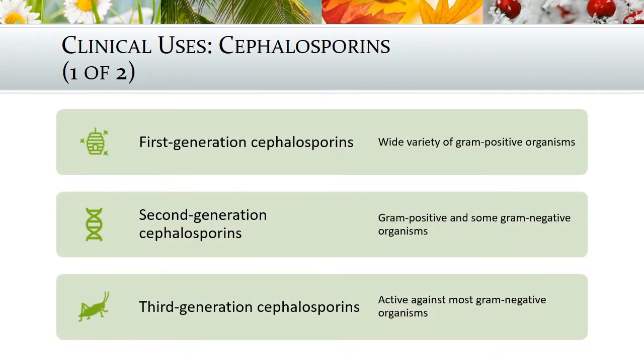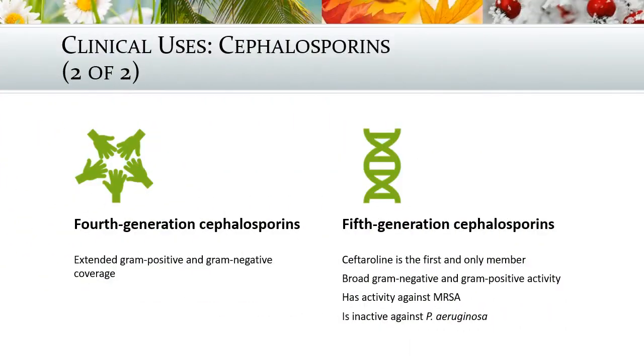First-generation cephalosporins are used against a wide variety of gram-positive organisms. Second-generation cephalosporins are used against gram-positive and some gram-negative organisms. The third generation of cephalosporins are active against most gram-negative organisms. The fourth generation of cephalosporins extend the gram-positive and gram-negative coverage.